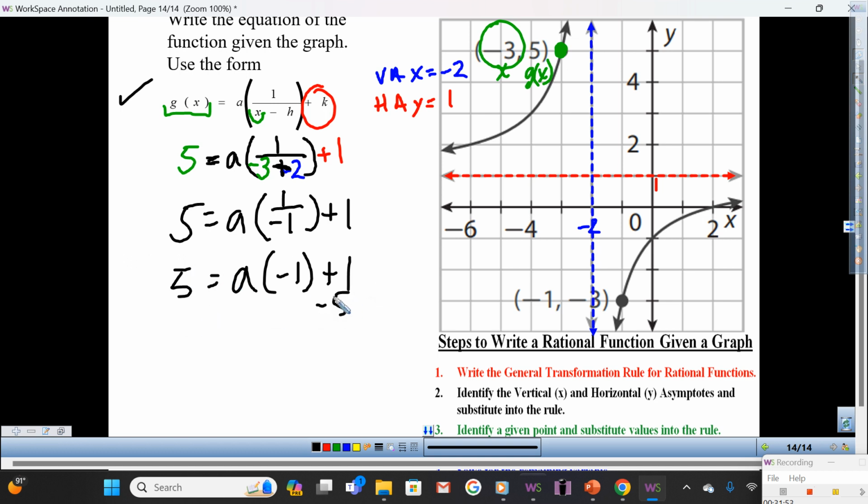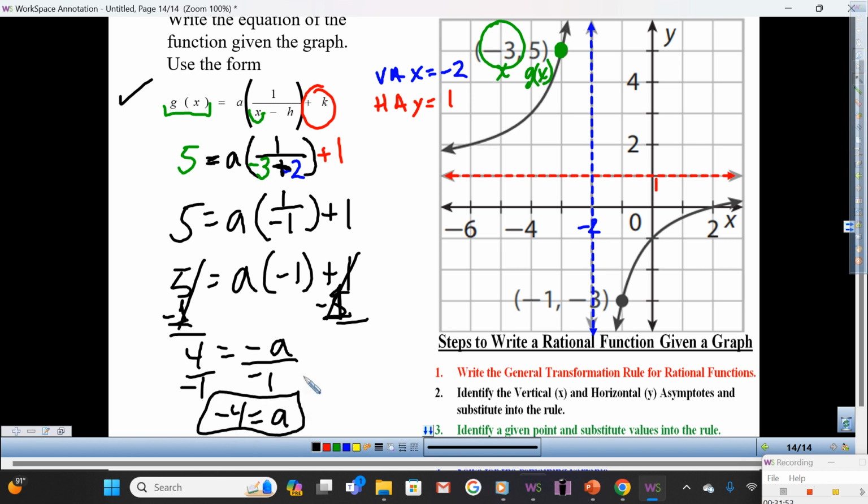Subtract 1. Subtract 1. This is 4 equals a times negative 1 is negative a. And how do we cancel this negative? Divide by negative 1, so this is negative 4 equals a. Okay, I'll wait.